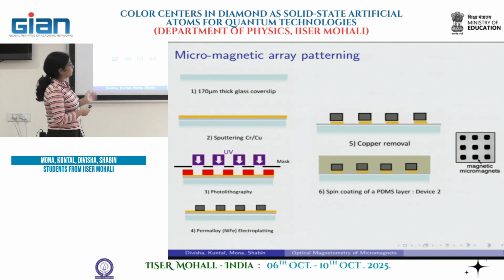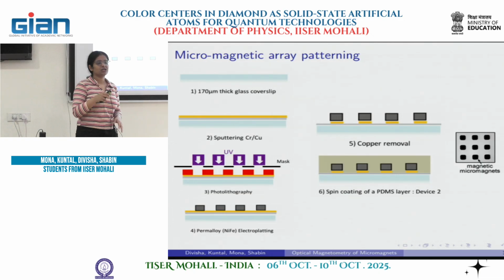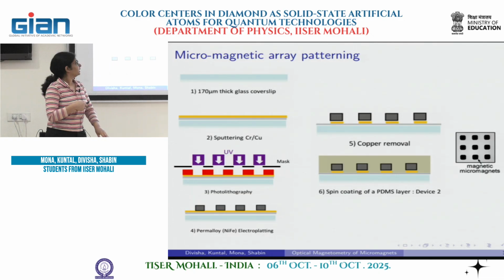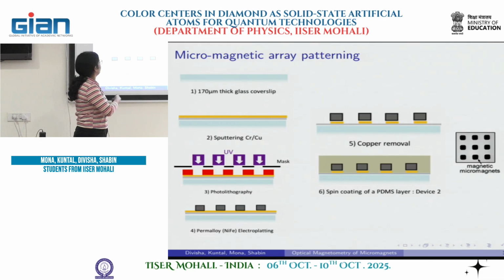We are using a positive resist in this case. Positive resist means if we expose a certain area of that resist, it will easily dissolve in the developer. So whatever part I want to deposit, I can simply leave open.